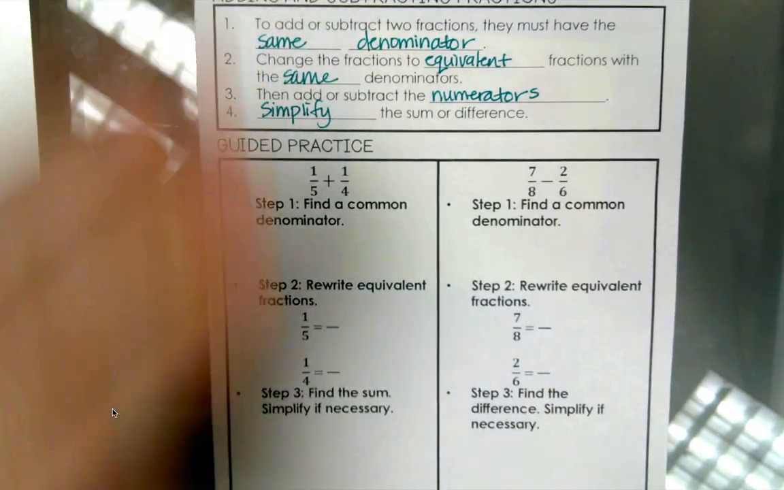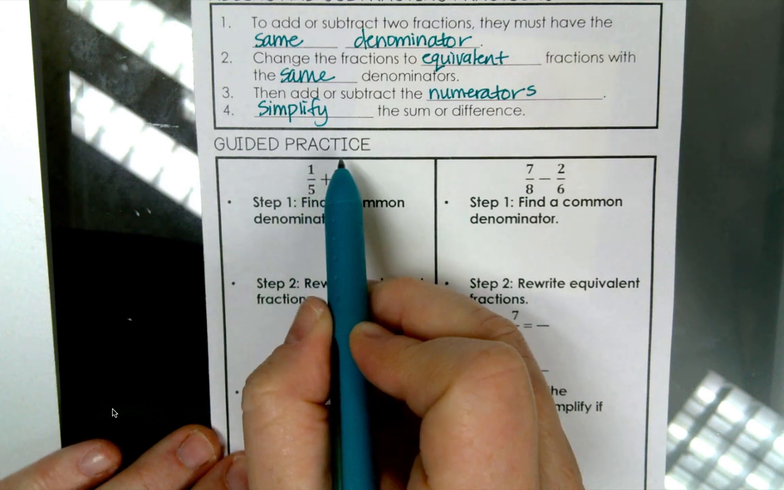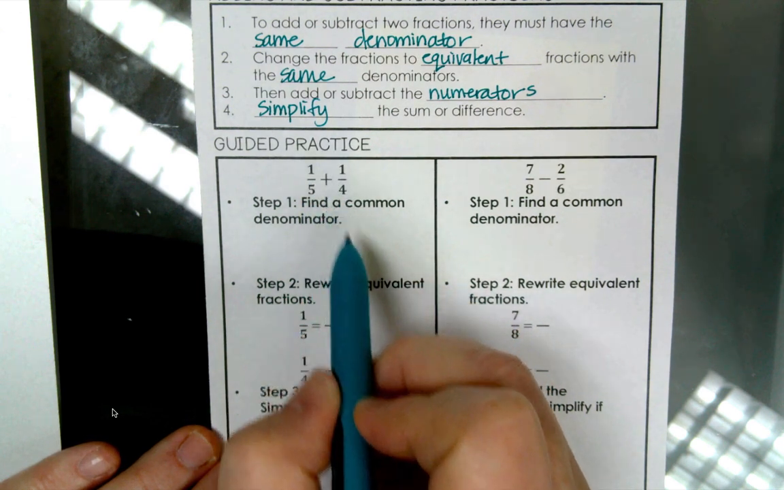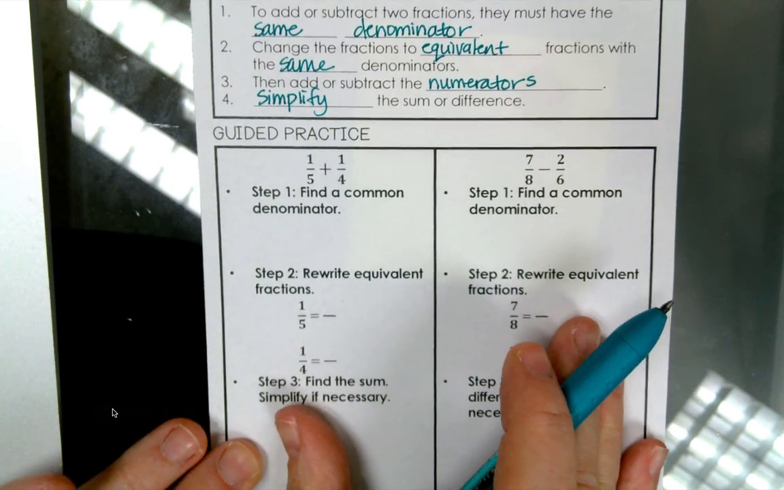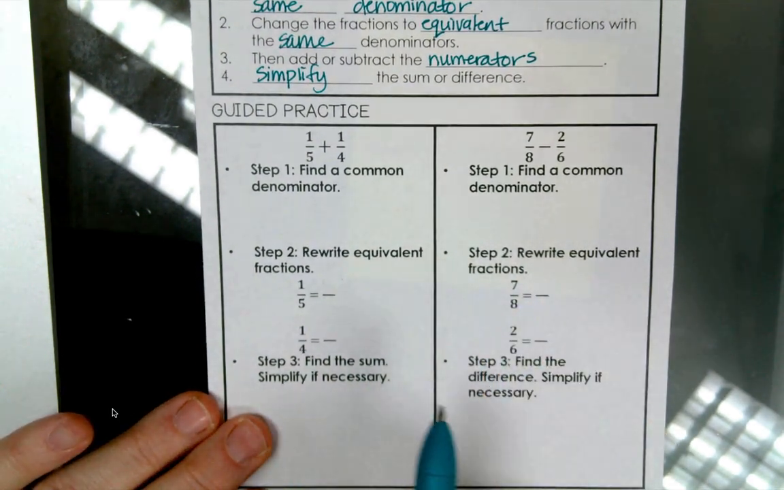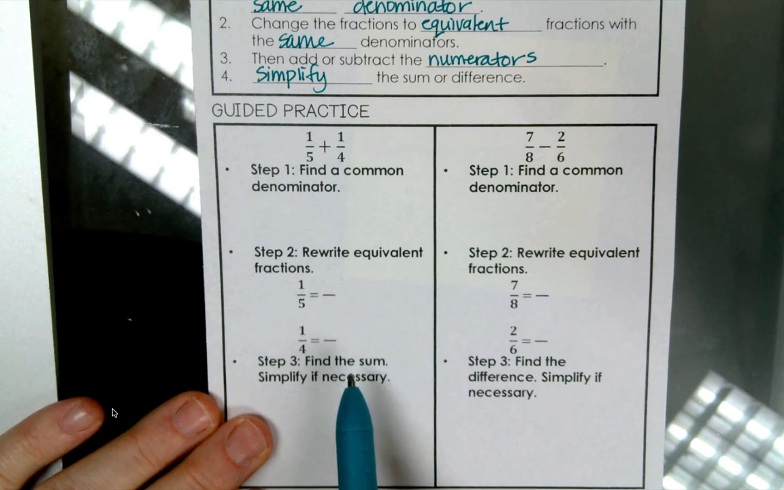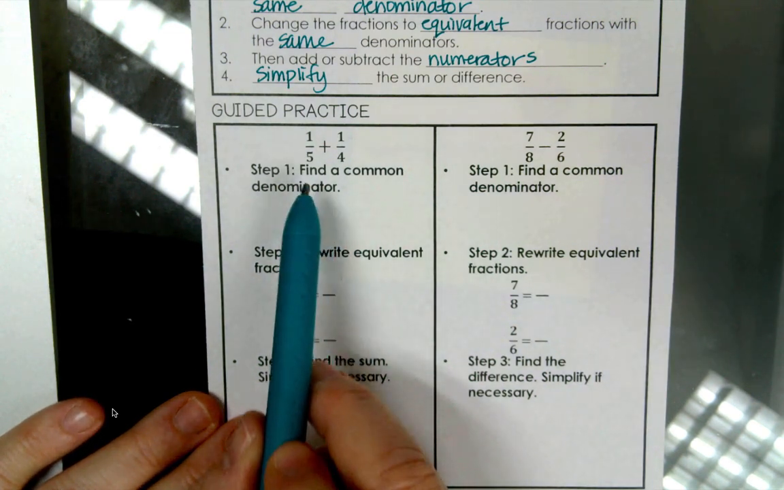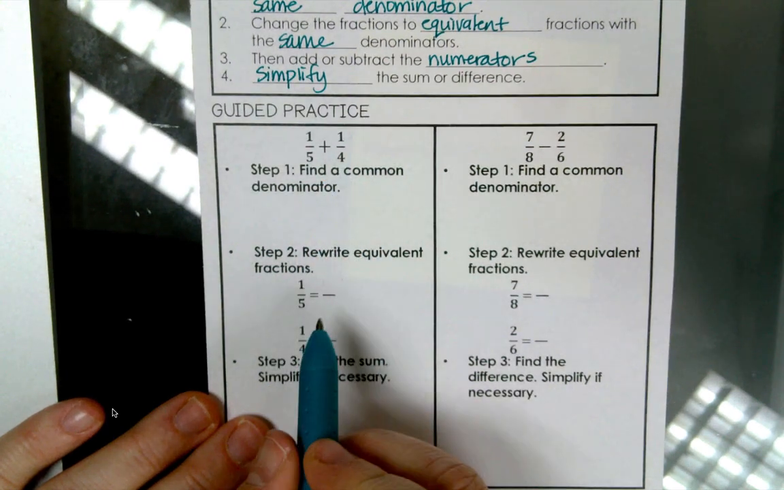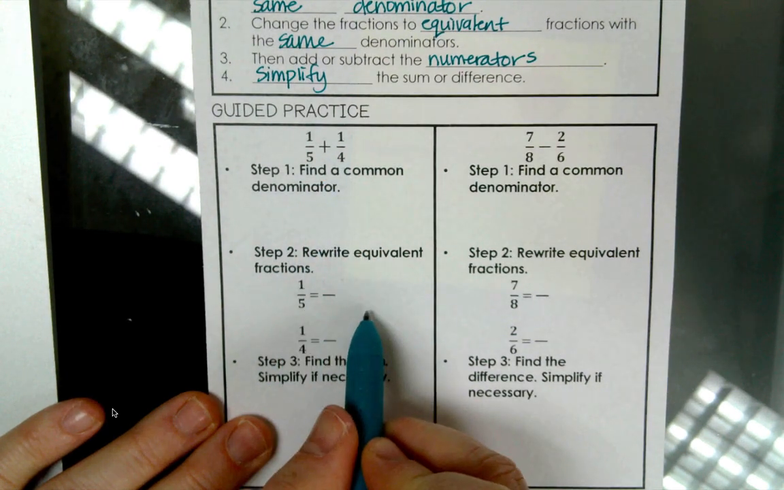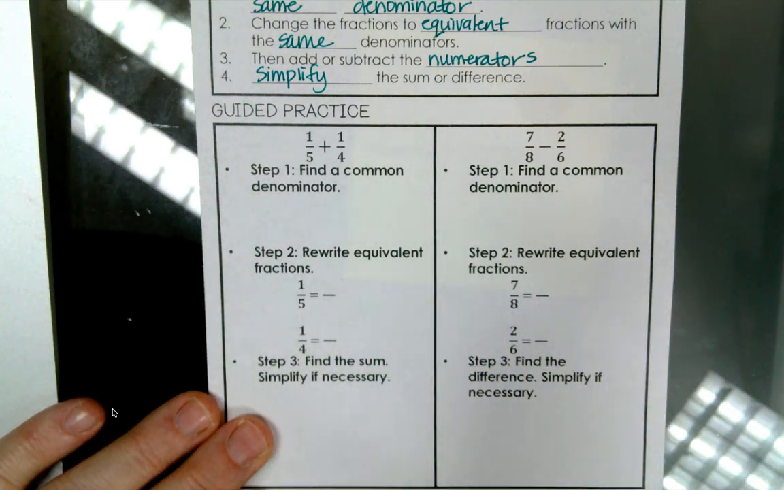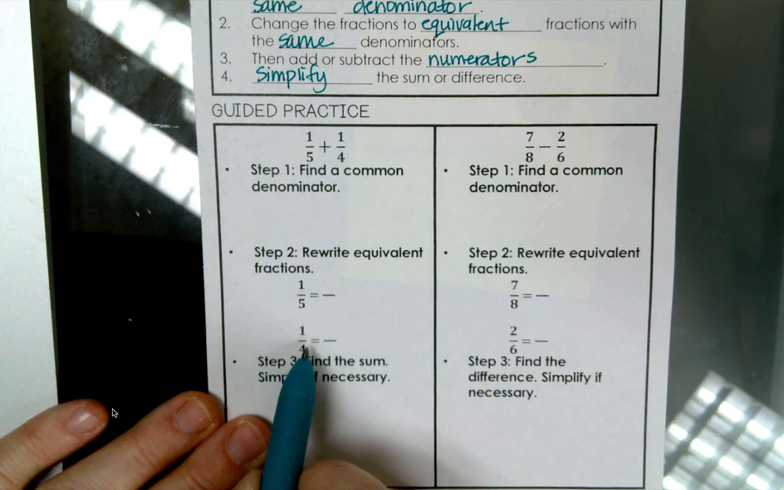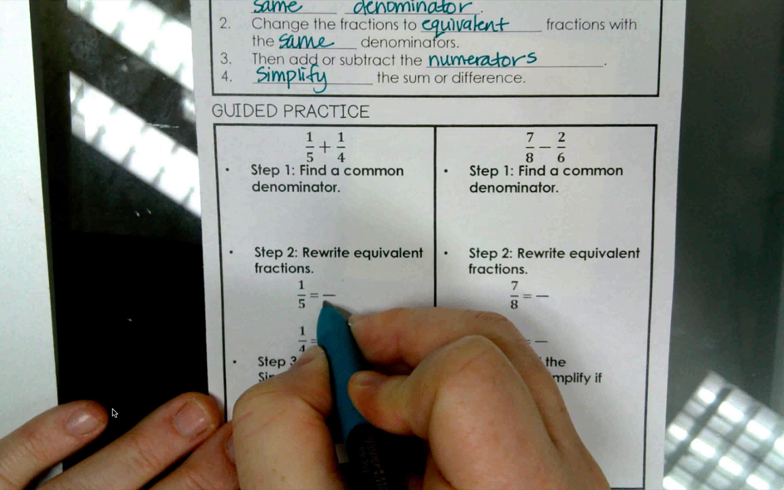So the first thing you're going to do is find a common denominator. So I have 1/5 plus 1/4, and we focus on that denominator. So we're going to rewrite the equivalent fraction. So basically, you want to find the least common multiple of your denominators. If I were to write out multiples, 5 times 1, 5 times 2, 5, 10, 15, 20, those are multiples. The same thing here. So this is where knowing your multiplication factors is really helpful. So the least common multiple of 5 and 4 would actually be 20.